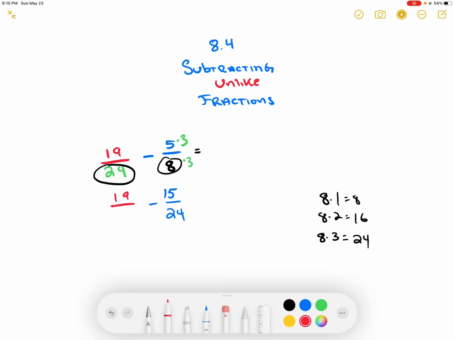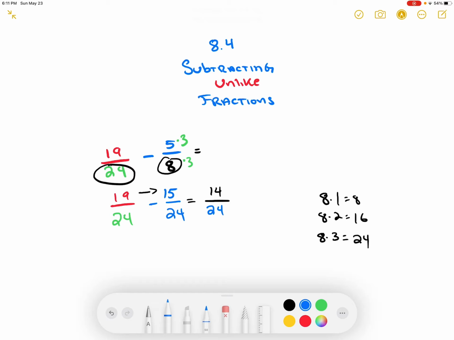So my new equation is 19 over 24 minus 15 over 24. Now that they have common denominators, I can now subtract and deal with the numerators. 19 minus 15 is 4... 14 over 24. The denominators do not change because we're talking about the same whole here, right? So 19 pieces out of 24 minus 15 pieces out of 24.